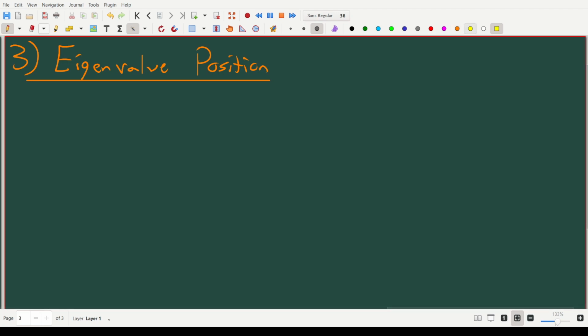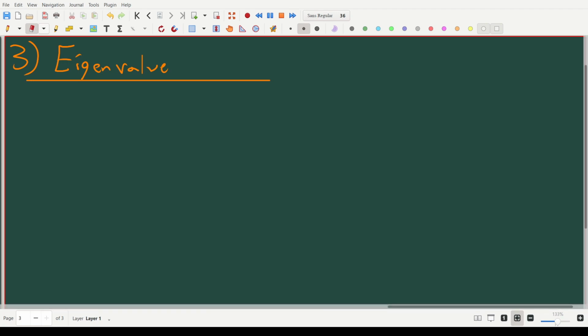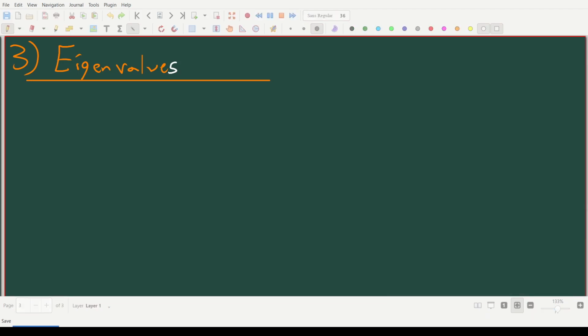Okay. So here's what eigenvalue, not position, sorry. I meant to write postulate there. So I'm just going to call it eigenvalues instead. And let me save this in case it crashes.